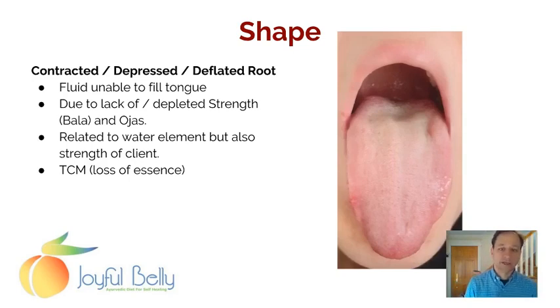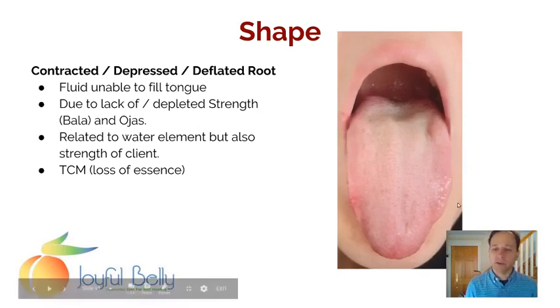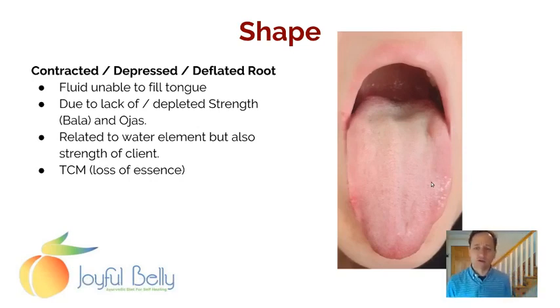So this deflated back of the tongue is related to the water element, but we're really thinking about the strength of the client. It's hard to see in this cutoff here, but we notice the lips are very pale, the tongue is very pale, the tongue is very thin and appears a little floppy. It's not a strong, muscular tongue. And I think all of those signs are communicating to us that there's some weakness in this client, some essential weakness.